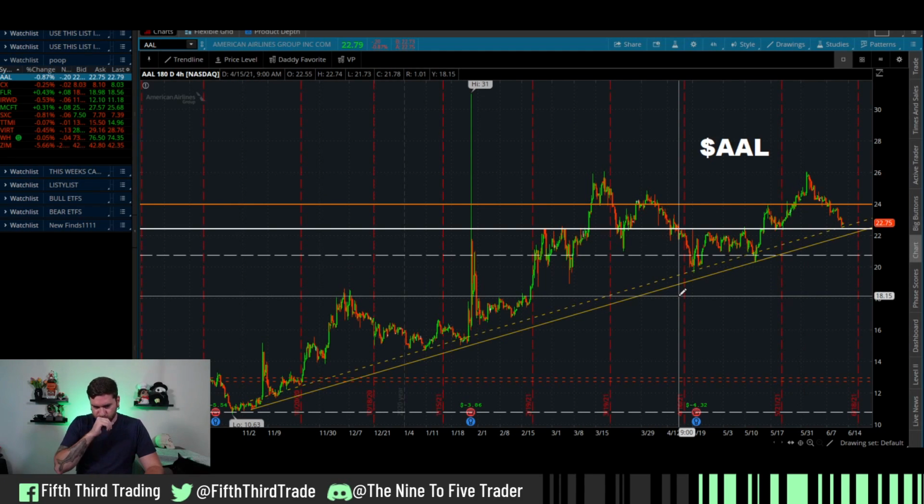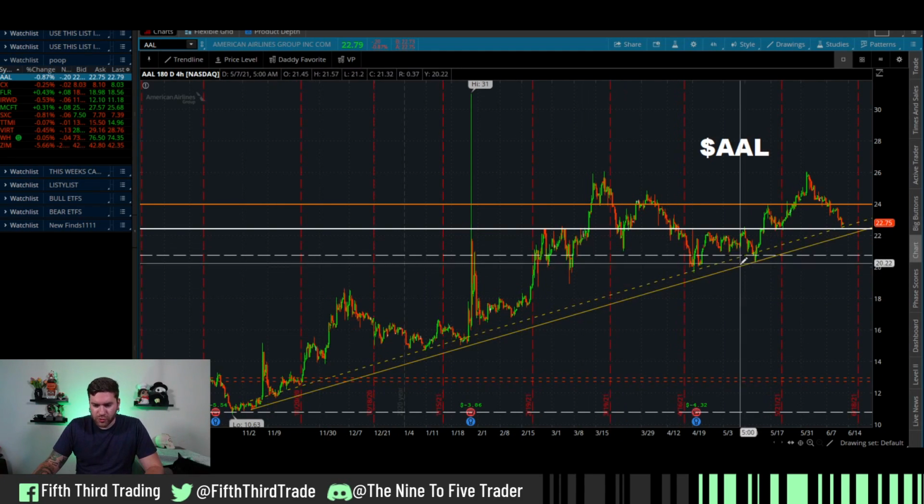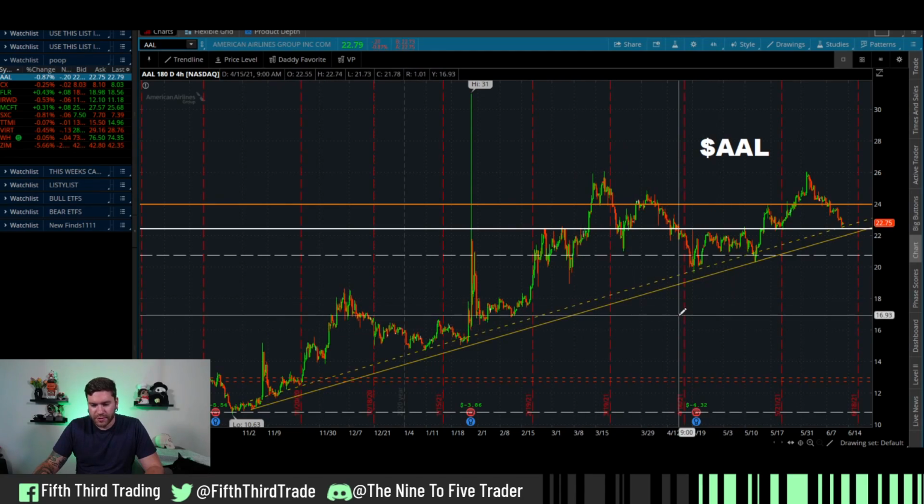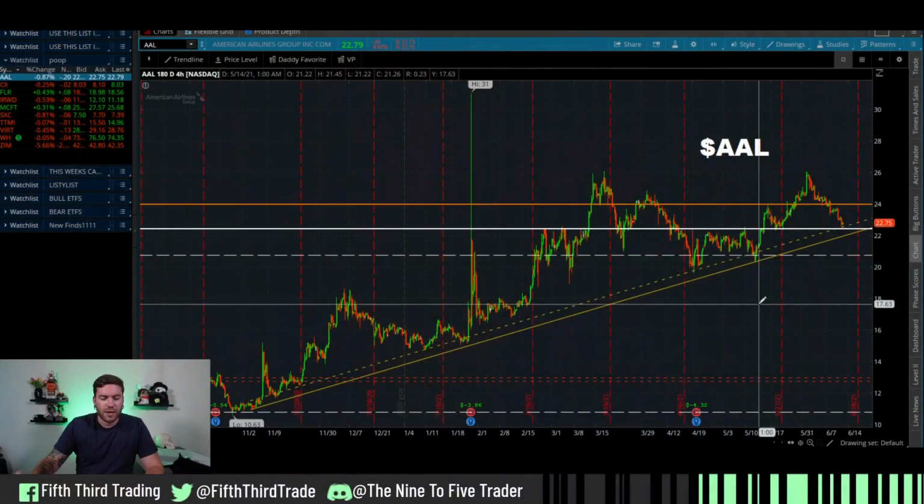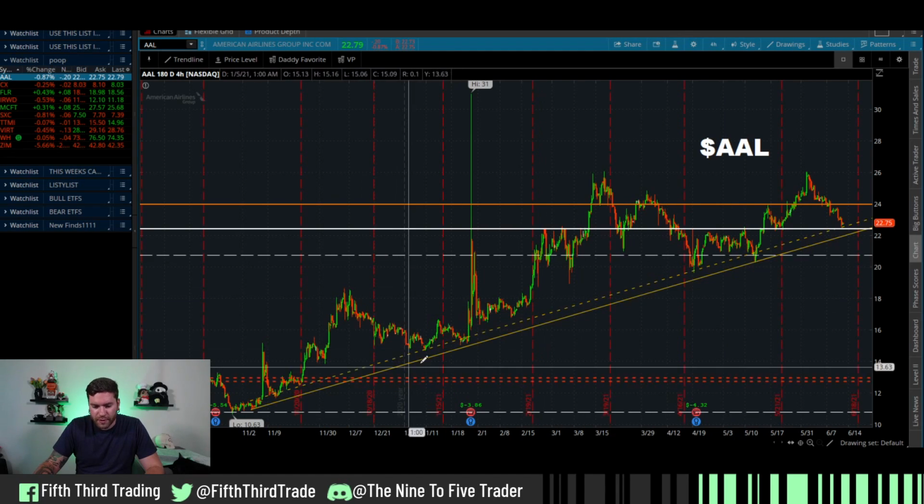AAL, what we're looking at. Beautiful uptrend. It's not too steep. It's not too aggressive. Plenty of hits. On my Discord, I've been really pushing that with trend lines. It has to have a good amount of hits, not too many, and not too steep. This is neither. This is really good. This has 6 or 7 good hits over about 8 months.